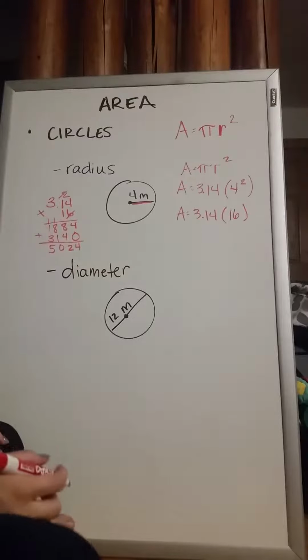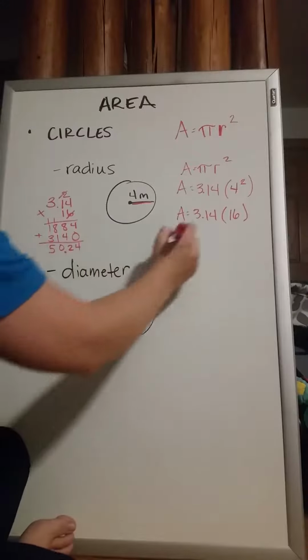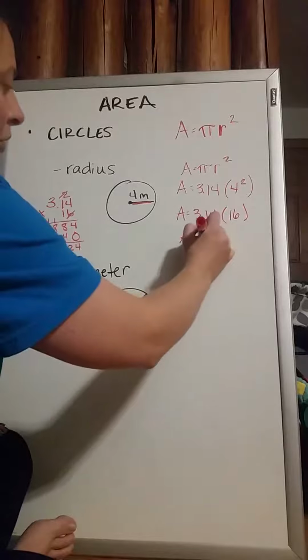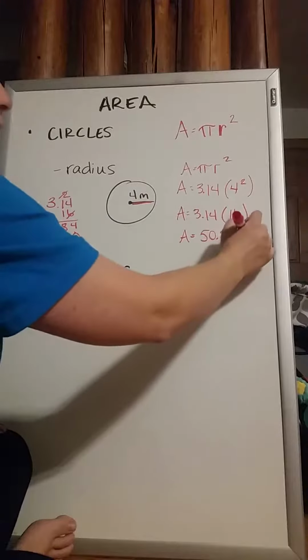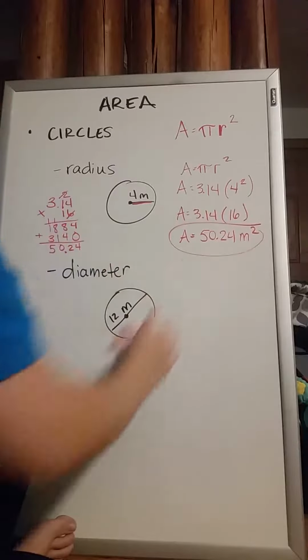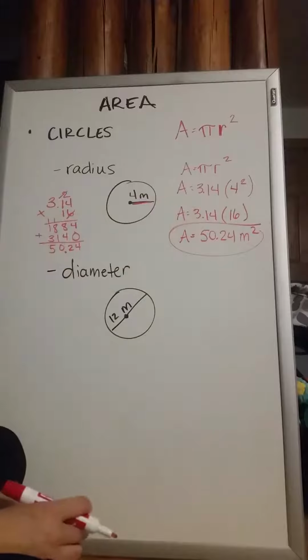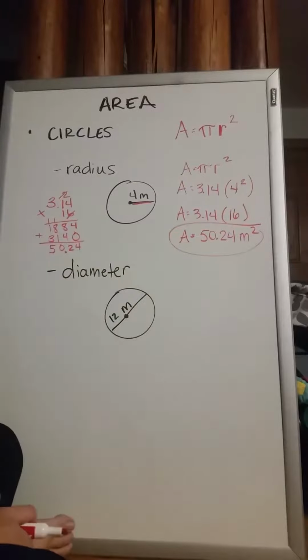Count your decimal places. Don't forget that. There's 2 numbers behind the decimal, so we need 2 numbers behind the decimal. Our final answer is 50.24 meters squared. We're still in area. Doesn't matter what the shape is. If we're doing area, you have to square your final answer. Alright? So pi times radius squared gives us 50.24.